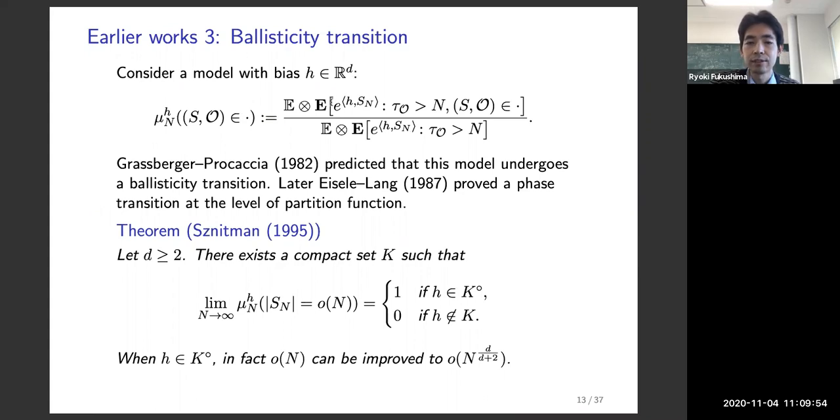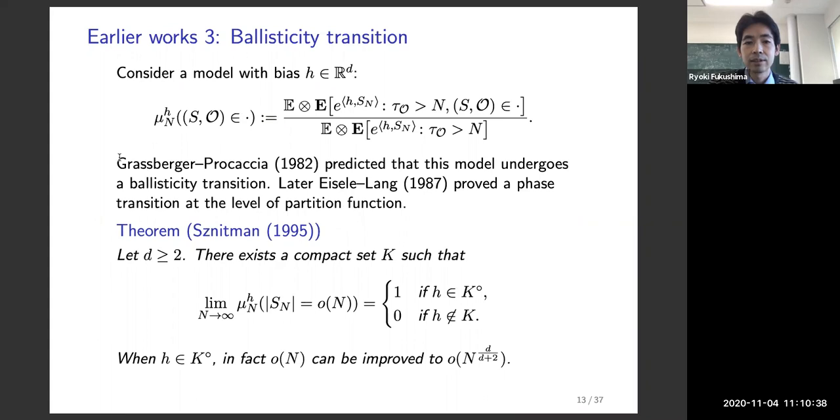And if you introduce this kind of bias, then there is a physics paper by Grassberger and Procaccia in 1982, which predicted that this model undergoes a ballisticity transition with respect to the size of H. And later there are several works, but in particular, Ioffe and Velenik prove that there is a phase transition at the level of partition function or free energy. So at some critical value, the free energy or partition function behaves quite differently. If H is large, then it decays exponentially fast, and otherwise it stays almost the same as Donsker and Varadhan asymptotics. But anyway, I will tell you a bit more in the second part.